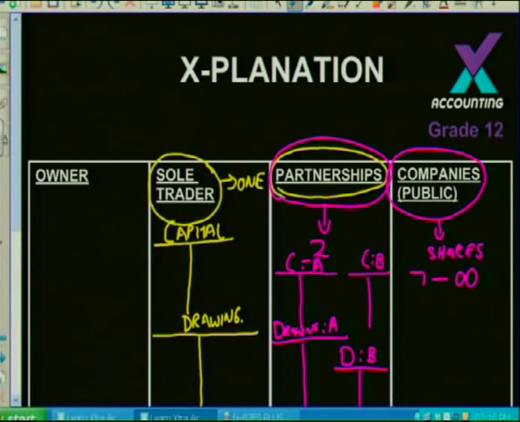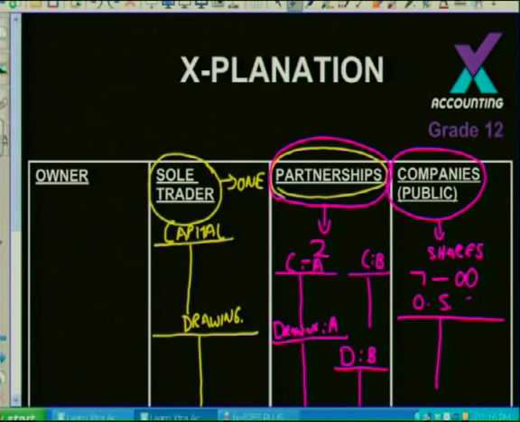So you cannot, as accountants, have an infinity number of capital accounts like we did for partnerships. Instead, we now have a consolidated capital account that we call ordinary share capital, which we're going to talk more about later in this lesson. Let's just put that down.